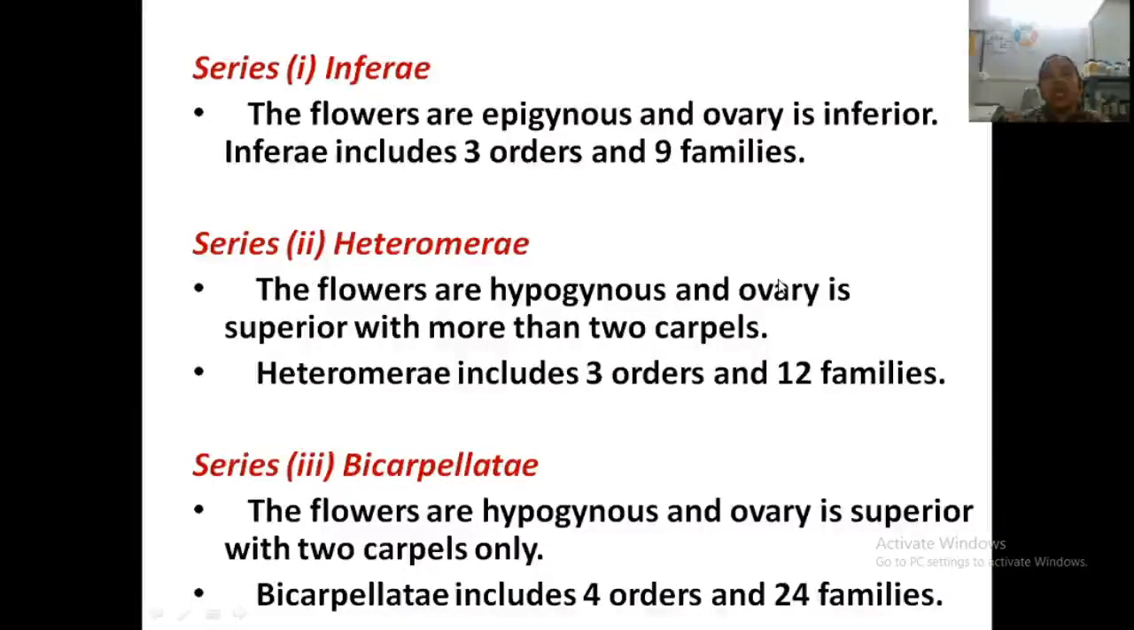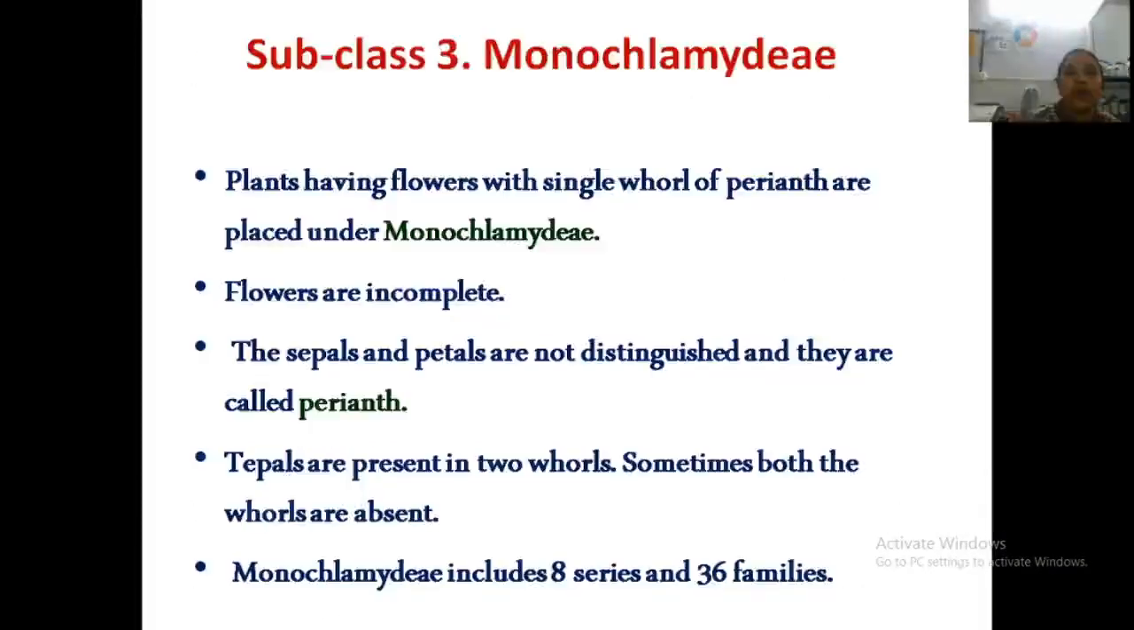So Gamopetalae divides into 3 series: Inferae, Heteromerae, Bicarpellatae. How is it arranged? Based on the ovary. So Inferae, inferior ovary; Heteromerae, superior ovary with 2 or more carpels. Then Bicarpellatae, superior ovary or hypogynous with 2 carpels. Bicarpellary. Bi means 2 carpels. Clear? Now, subclass 3. So we finished subclass 1 Polypetalae.